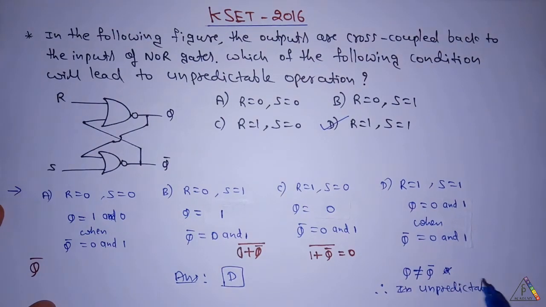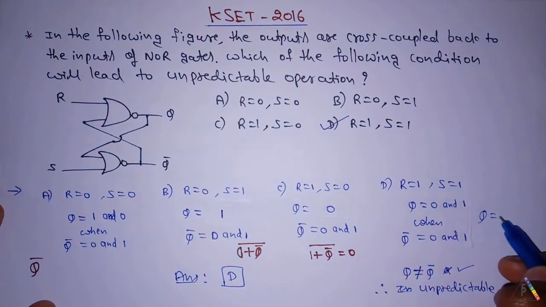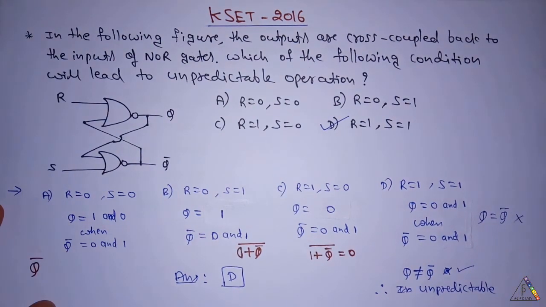A digit and its complement are always not equal. Here it is showing Q is equal to Q bar, which is an unpredictable state. Therefore, for this question, the answer is D option.